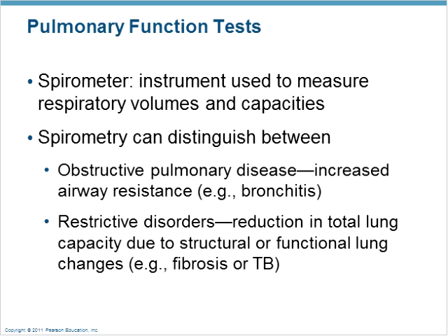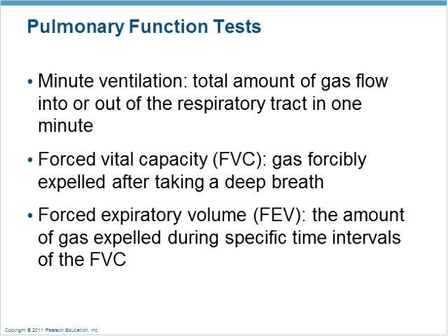We look at pulmonary function tests. We usually use a spirometer. That's an instrument used to measure the respiratory volumes and capacities of the lung. Spirometer can distinguish between obstructive pulmonary disease and restrictive disorders. Obstructive pulmonary diseases are a result of increased airway resistance, like bronchitis, bronchial scarring, asthma. Restrictive disorders are a reduction of total lung volume due to structural or functional lung changes, like fibrosis of the lungs or tuberculosis.